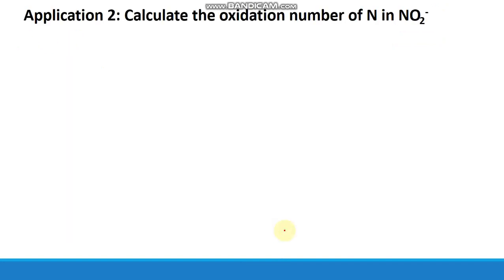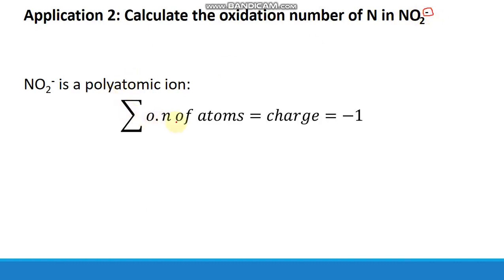The second application says calculate the oxidation number of N in NO2 minus. This is a polyatomic ion. For a polyatomic ion, the summation of the oxidation numbers of its atoms is equal to its charge. What's the charge here? -1. So the summation of the oxidation numbers of the atoms is equal to its charge, so it's -1.